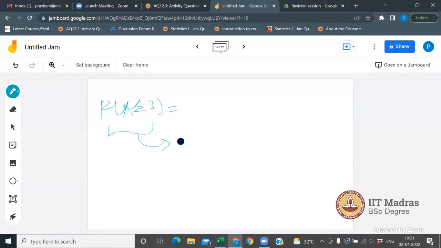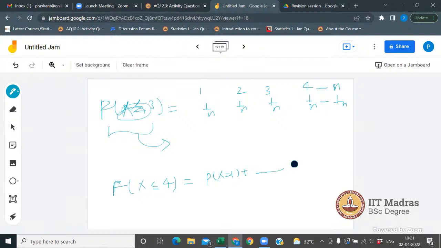Is it clear, Abhikant? Suppose the discrete uniform is 1, 2, 3, 4, 5 up to n, right? And for each one you have probability 1 by n. Suppose I'm asking you to find the probability that x is less than or equal to 4. Then how can you calculate? Just adding the probabilities. Right? Then what is this? This will be 4 by n. No direct formula is there, but you can calculate these things also. Right? Okay. Yes, sir.